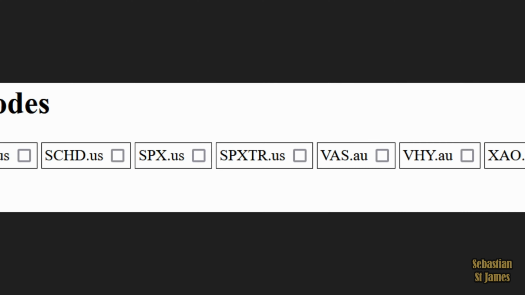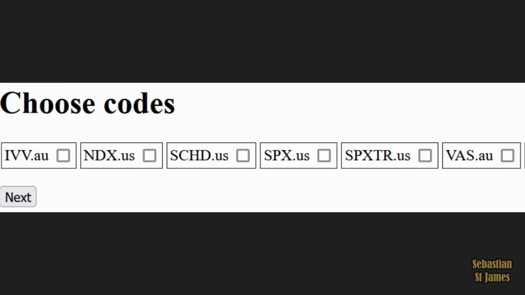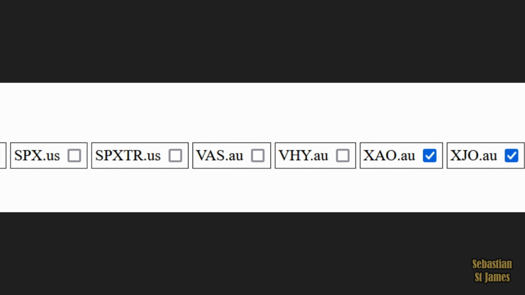Let's say I want to actually plot something on a graph in my charting software. What does it look like? Step by step. First of all, I hit the graph button and it gives me a choice of codes to choose from. There we go. There's IVV, which is the S&P 500. I actually recognize all of those. And let's say I'm going to tick XAO, which is what? The All Ordinaries. Yes, you should know that. And XJO, which is what? ASX 200. Let's say I want to plot them against each other.